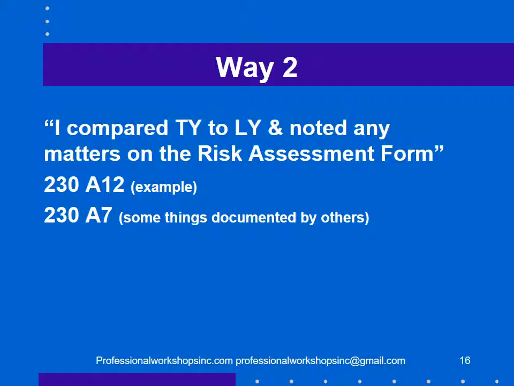So here's my example of way number two, which is the way I would prefer to do it, where I would just say I compared this year to last year and noted any matters on the risk assessment form, which is a form I'll sort of show you in a minute. But that comes from 230A12, the example. And also I'm relying, if I've documented a risk of material misstatement based on analytical procedures I did, I guess I have implicitly documented that I did these risk assessment procedures, and it's implicit in the audit plan, and I rely on 230A7, which says that that's exactly what I can do.